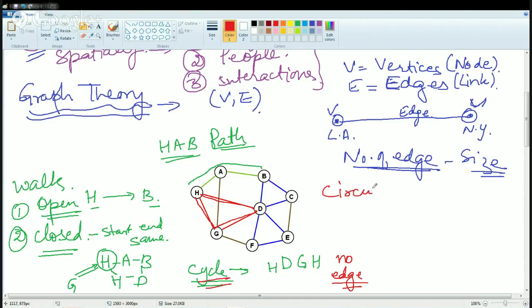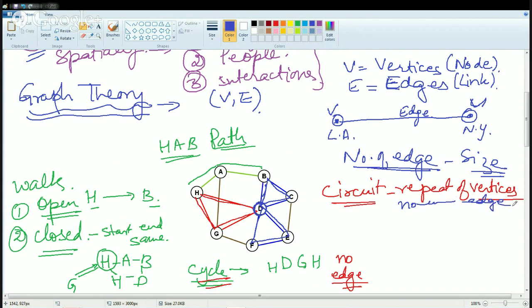Now what is a circuit? Under a circuit you have repetition of edges. Sorry, repetition of vertices. So here you can say I'm starting from D, B, C, D, E, F and back to D. So basically D is a vertex that is being repeated. There is no repetition of edges, but there is repetition of vertices. And this is what is known as a circuit.